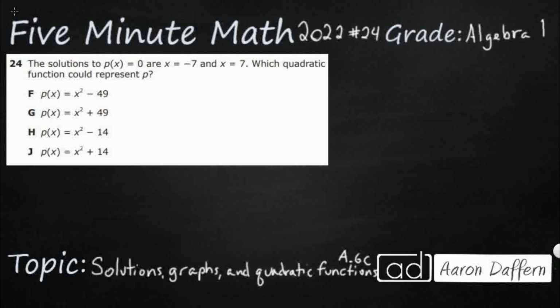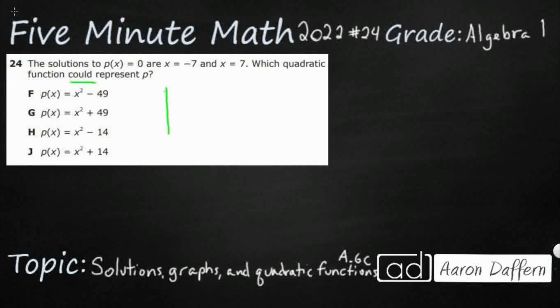So we have the solutions to p of x equals 0 as negative 7 and 7. So which quadratic function could represent p? Right? So we're actually not going to get the full quadratic function for sure because we don't have another piece of information. We're missing either the vertex or we're missing another point that it's going through. So what do we know?